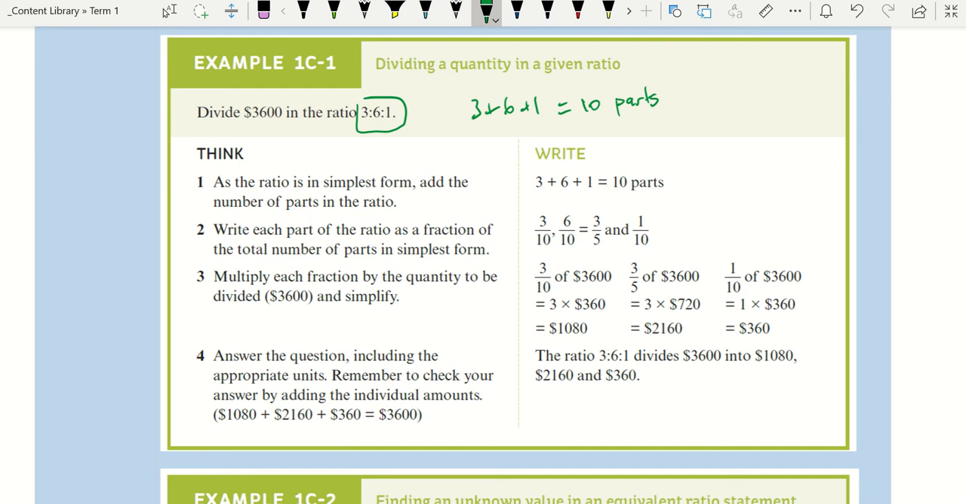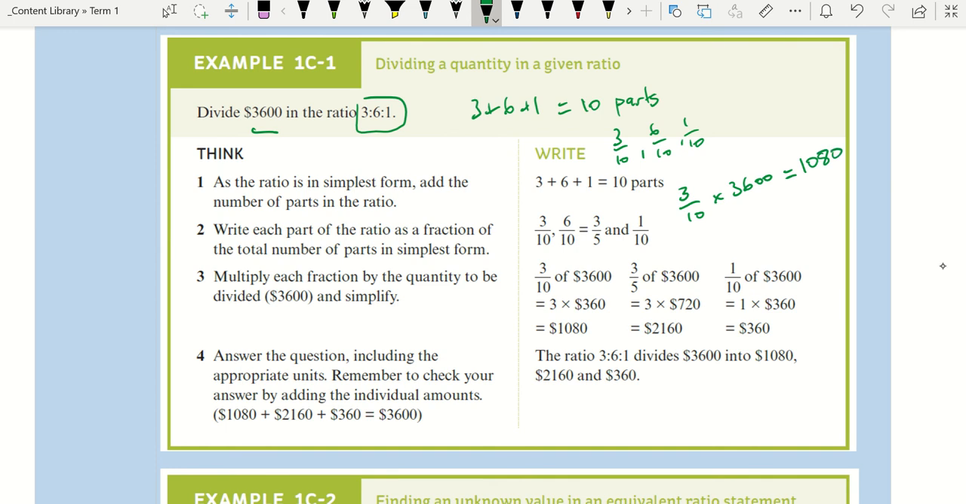Now we want to consider that as a fraction. So one person will get 3/10, another person will get 6/10, and another person will only get 1/10. So now we need to work out what 3/10, 6/10 and 1/10 of each of those are. We'll just do the first one with you. So 3/10 multiplied by 3,600 for this person. 3/10 times 3,600 is going to be 1,080.